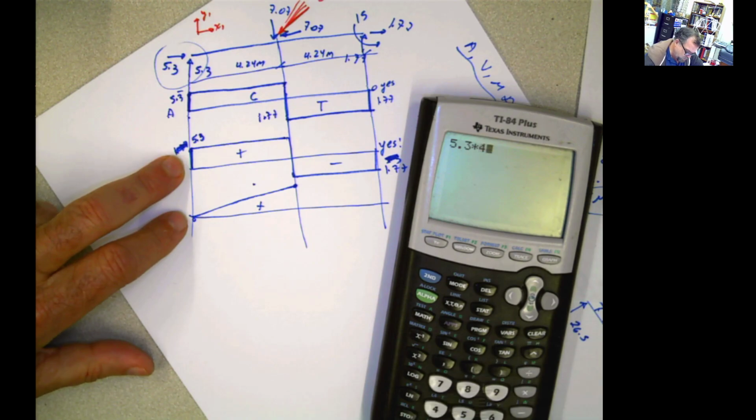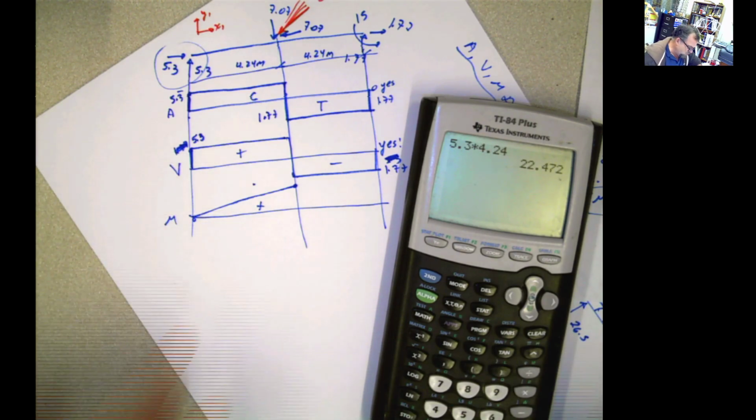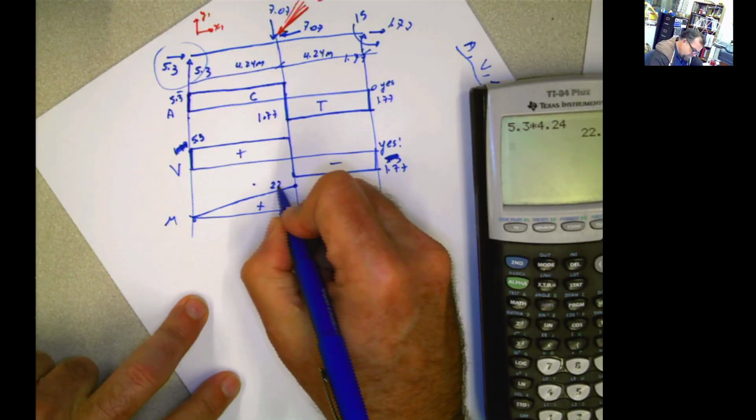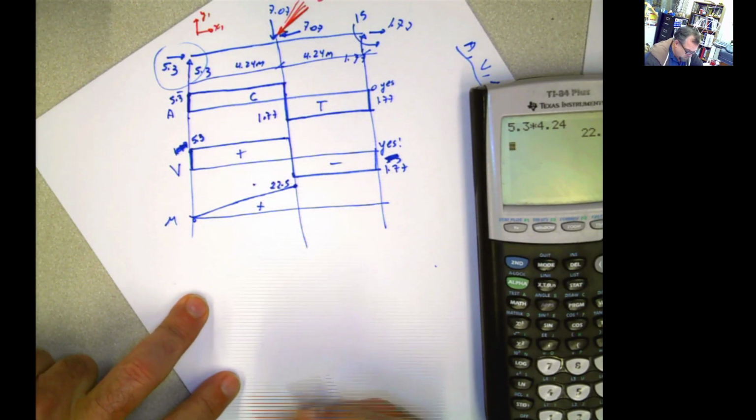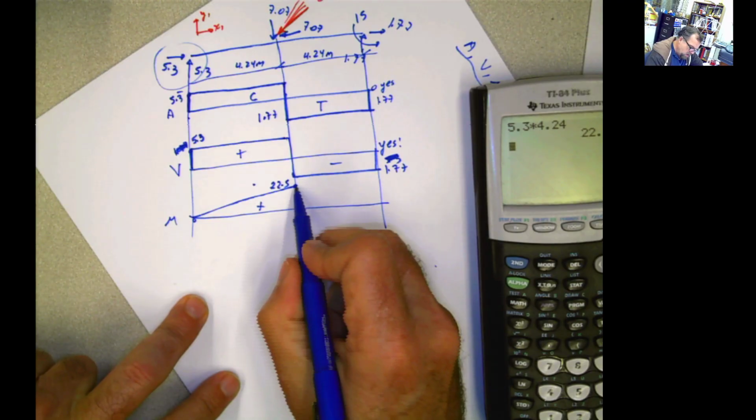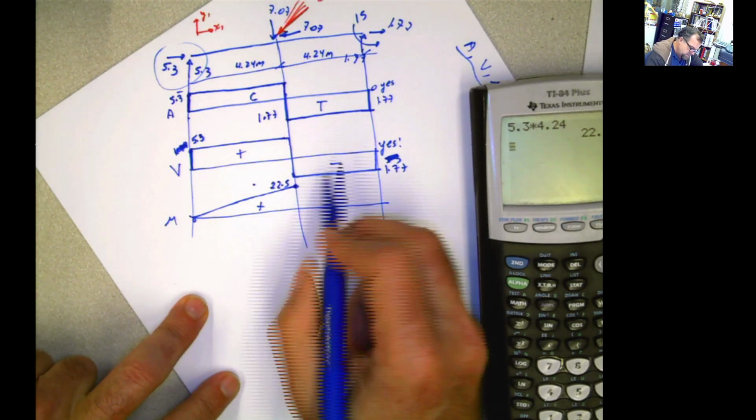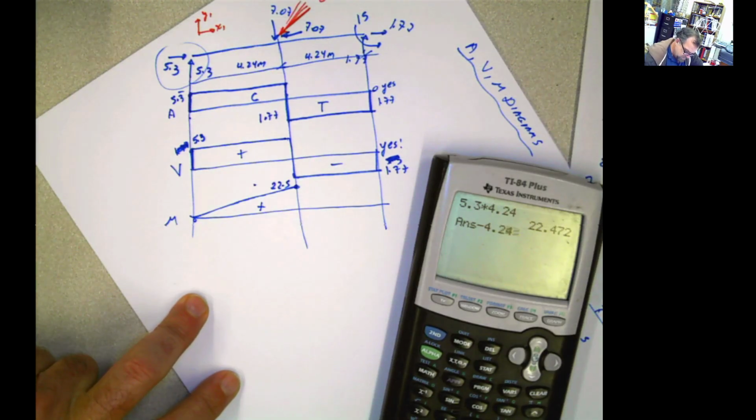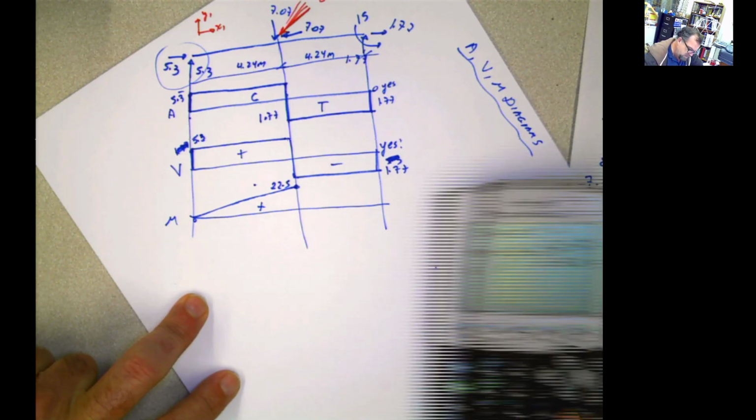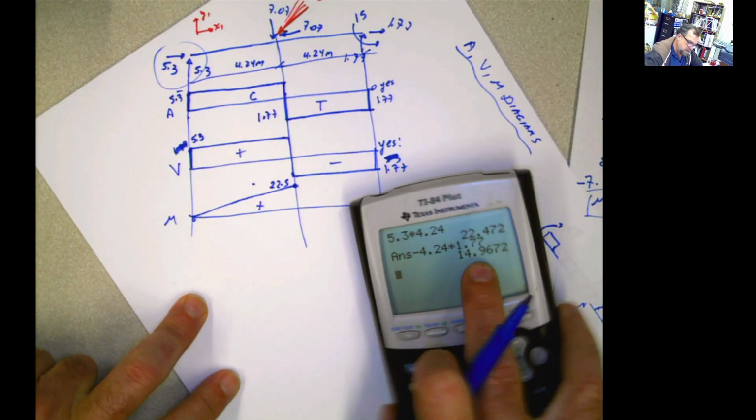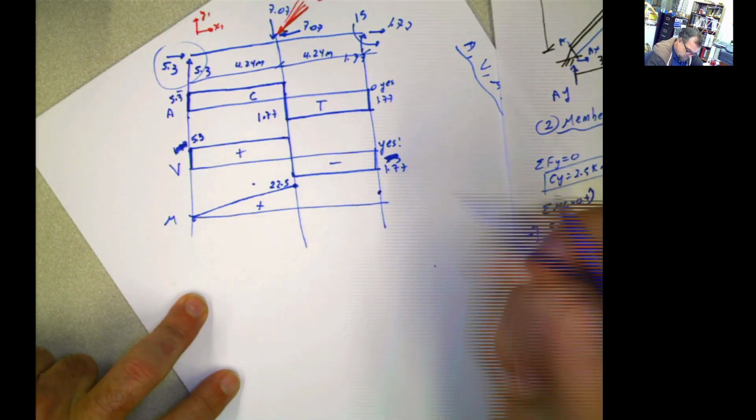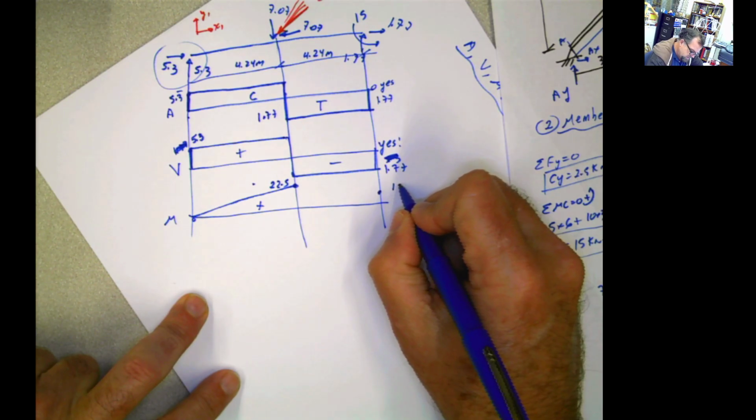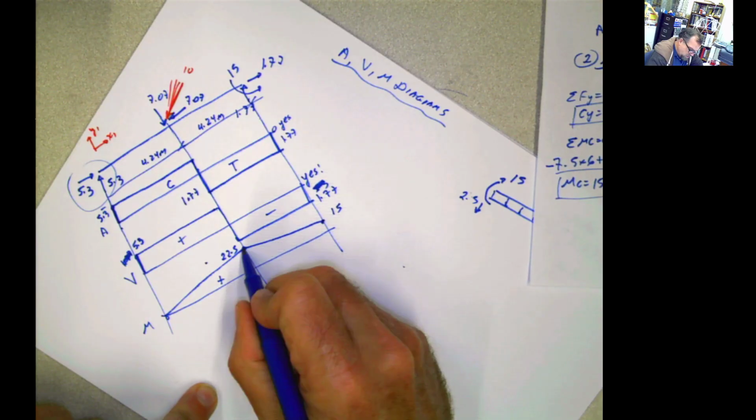5.3 times 4.24 equals 22.5. 22.5 over there, or 22.47. And now we have this negative area here, which is 4.24 times 1.77. And that's going to be negative 15. You see that? Negative 15. I mean, positive 15 here. And then this is going to be constant up to that point also, and we reach that point.